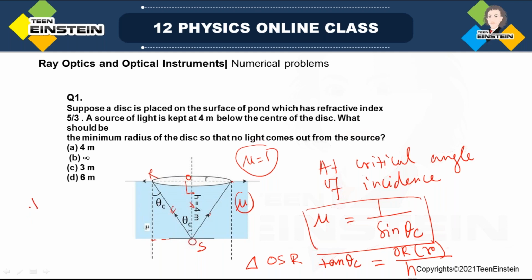Okay, I'll write it here. So we'll write tan theta c. This will be equal to R by h. This is OR, that means the radius of the disk itself, and h is the depth of the source from the surface. Now look, I have to find out R. Let us write this: this is tan theta c.